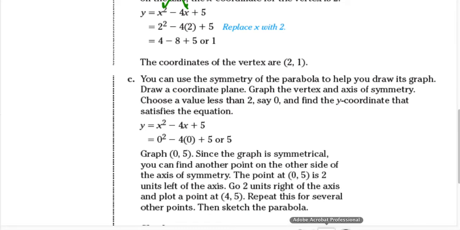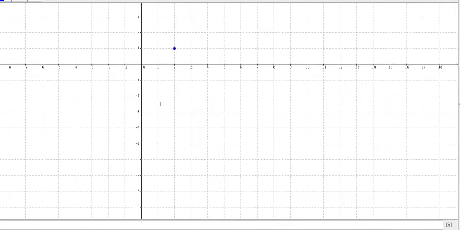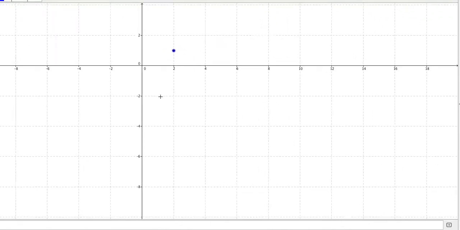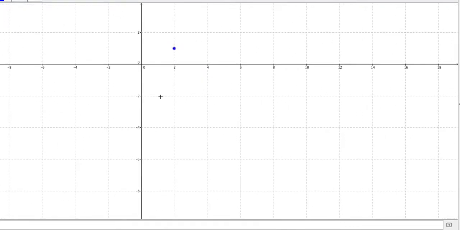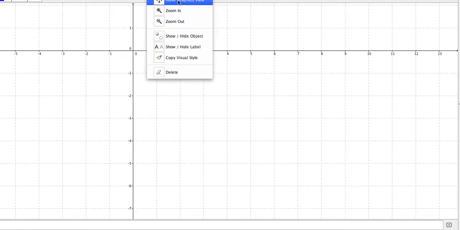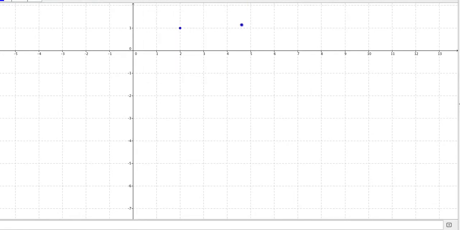So here we go back to our GeoGebra. We chose a value. Basically, what it's saying is, let me make this bigger. There you go. Let me bring it down a little bit. Oops. Let me undo that thing. Okay, I'll do that again.